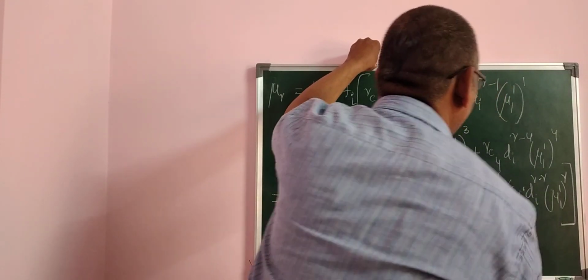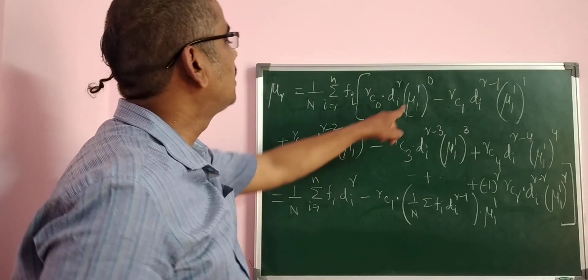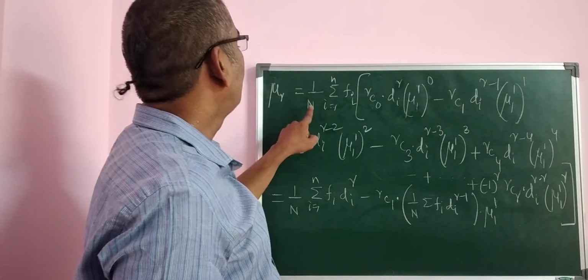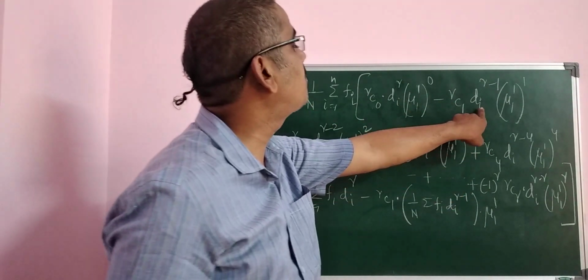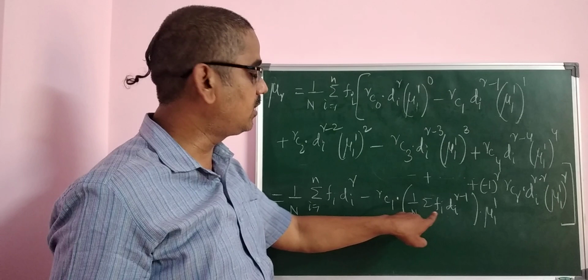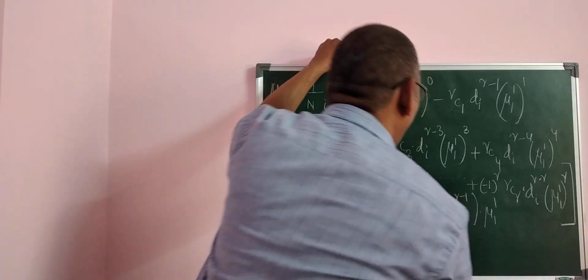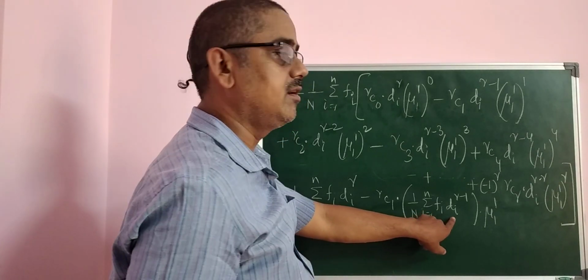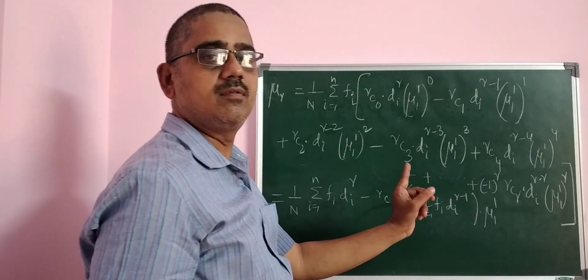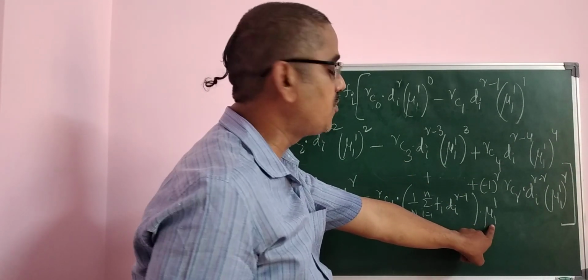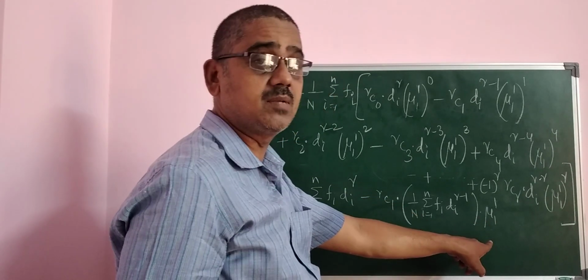What I'm writing, this is the next term: rC1 times 1 by n summation f_i d_i power r minus 1. That's what I explained, that summation depends only on the terms f_i and d_i, d_i inside, f_i outside. That's it. And into mu1 dash. mu1 dash is a constant. I have taken it outside. You please remember.